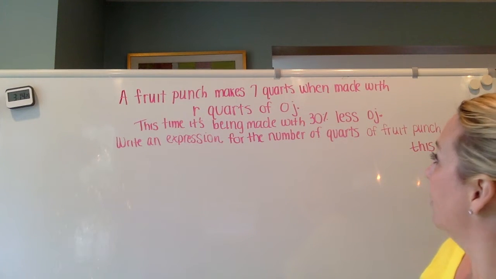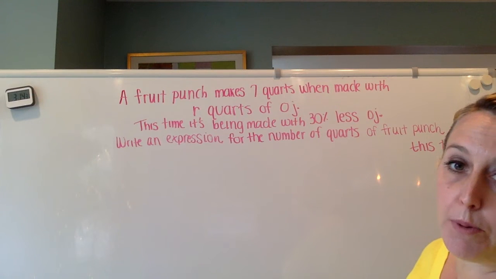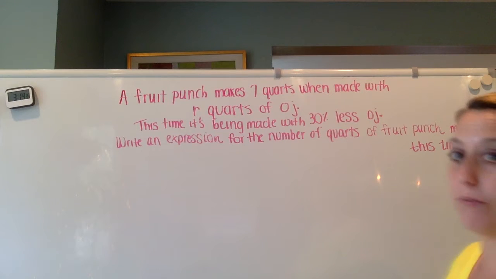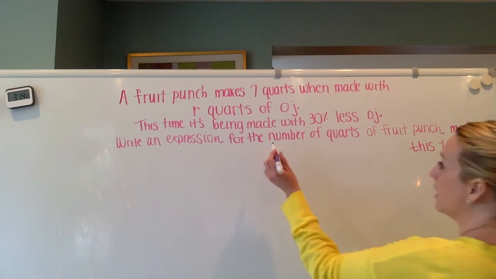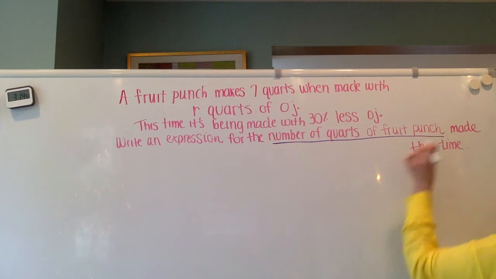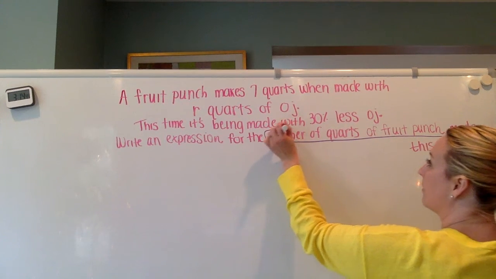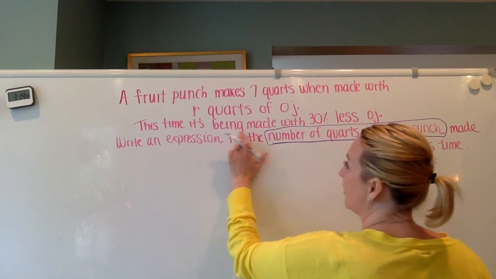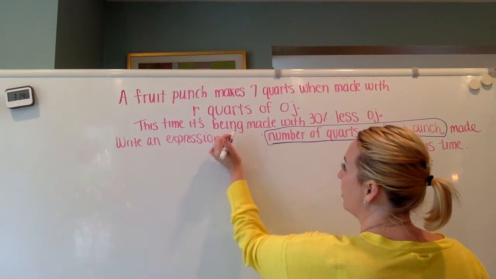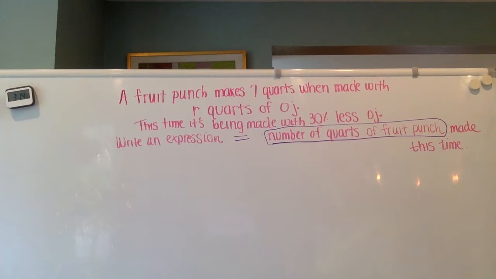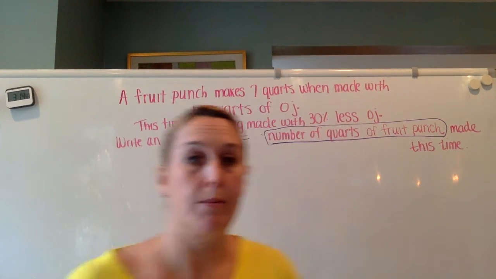Write an expression for the number of quarts of fruit punch made this time. So what we're looking for is the number of quarts of fruit punch made this time around. So write an expression. What we're trying to do is an expression that equals the number of quarts of fruit punch made this time around. So what do we need to know to be able to solve this?